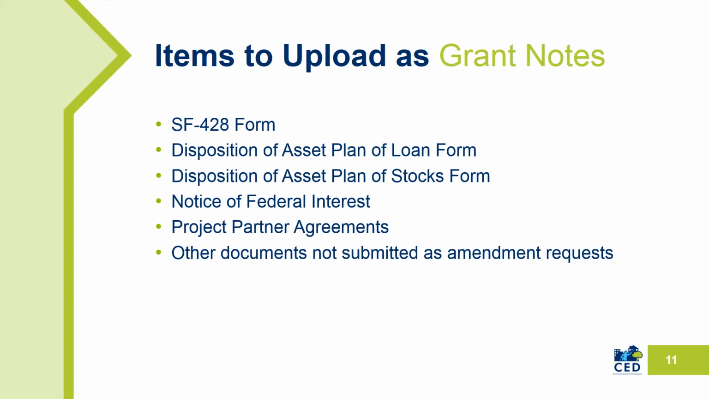Additionally, when you acquire real property and accrue federal interest, you are required to file a Notice of Federal Interest, or NFI. A copy of this document must be sent to OGM through Grant Notes. This document should be filed before the conclusion of your grant. And finally, if you work with project partners throughout your grant, you will need to submit the project partner agreements, including loan and equity investment agreements, to Grant Notes.